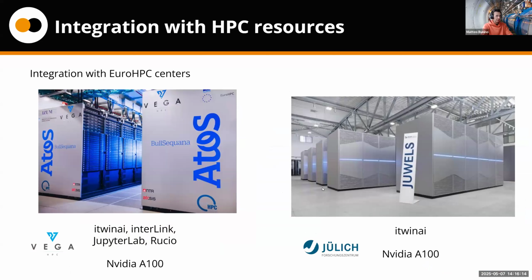At the moment, the integration with HPC centers is mostly done with Vega, on which we were able to also use interLink to offload tasks and jobs, such as Jupyter Lab, also accessing Rucio, the Rucio data lake. But we're also working on JSC's Jülich, especially on the JEWEL system, where we are currently developing most of our code.